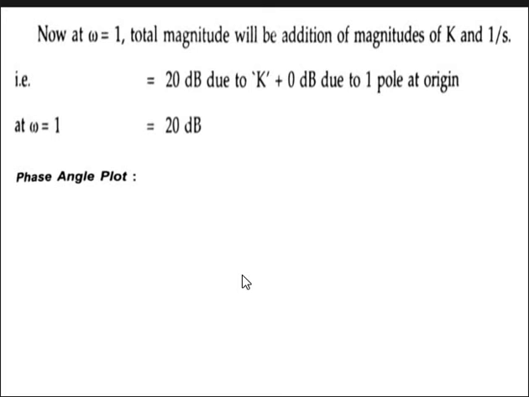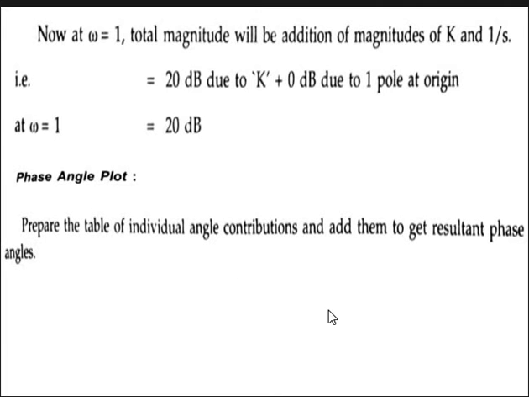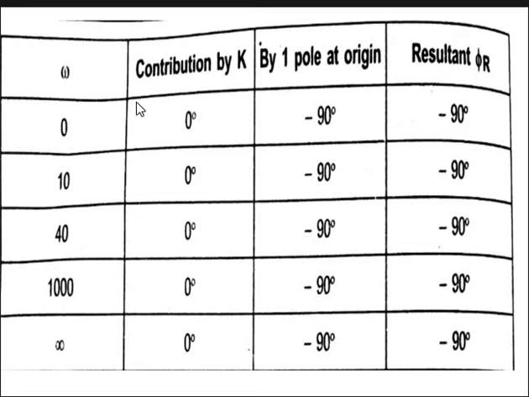Now the phase angle for 10/s. So prepare the chart, individual chart for K and simple pole. Finally we can get the resultant. So this is the representation of different ω values, that is nothing but different frequencies. So the angle contributed by constant K and the angle contributed by single pole at origin. The angle contributed by K, where K is nothing but 10: if K value is greater than 0, it will contribute 0 degrees. If K value is less than 0, it will contribute minus 180 degrees.